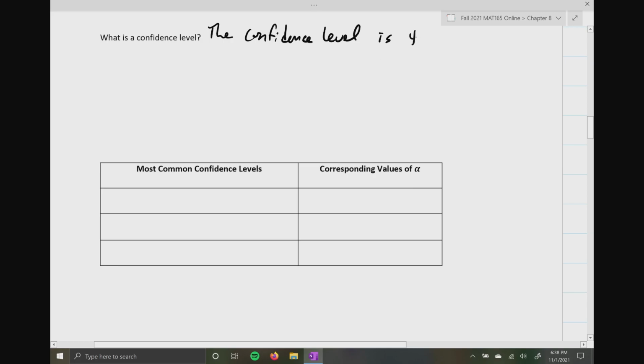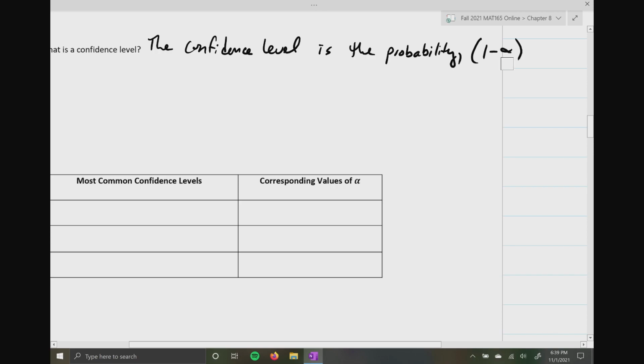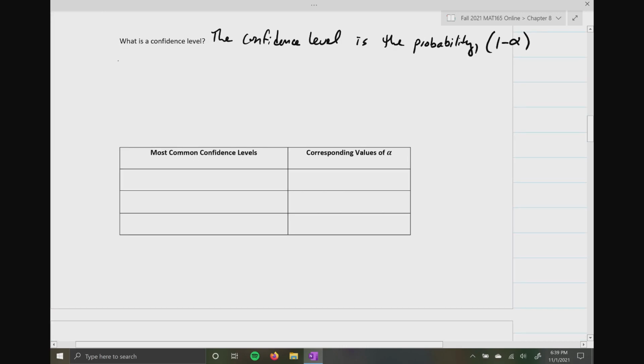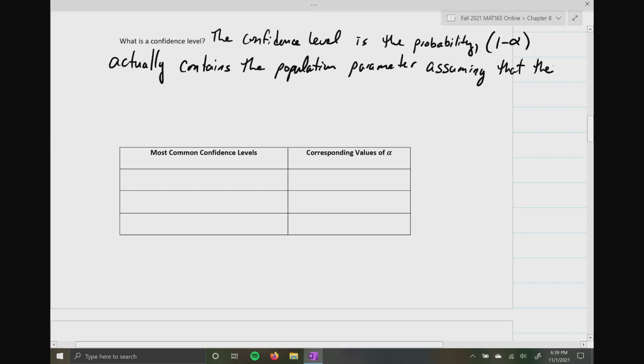is the probability. Now we abbreviate this as 1 minus alpha. So that little Greek letter is called alpha. All right, so the confidence level is the probability that the interval actually contains the population parameter, assuming that the estimation process, in other words, how you collected your data and your method and all that stuff, is repeated a large number of times.